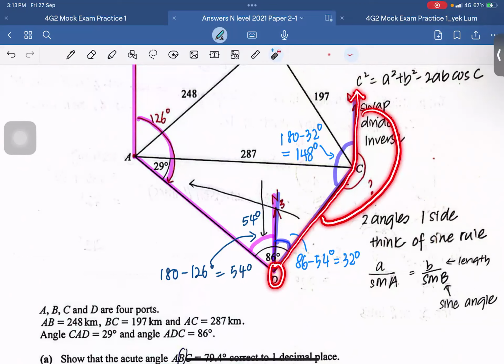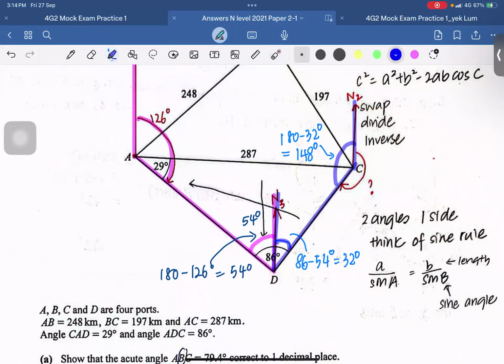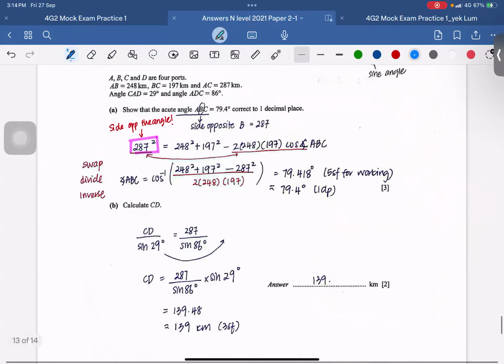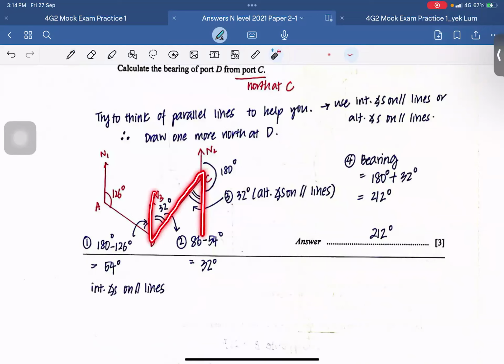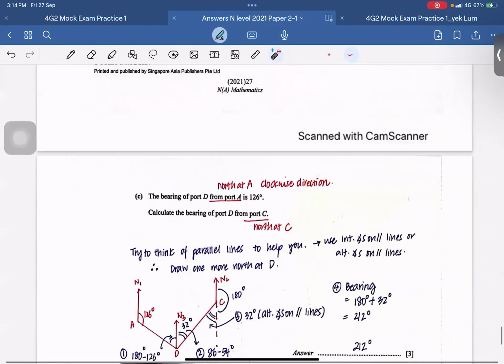Let's go in the clockwise direction. So how do I find this angle now? Take 360 minus away 148. You get your answer. Or alternatively, some of them like to do alternate angles. You got 32, then you draw alternate angles and you got one straight line. 180 plus 32 also can get the answer.